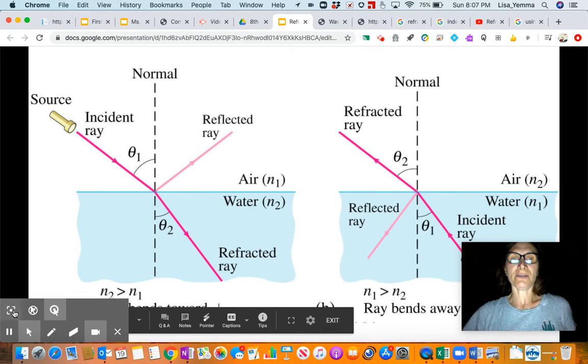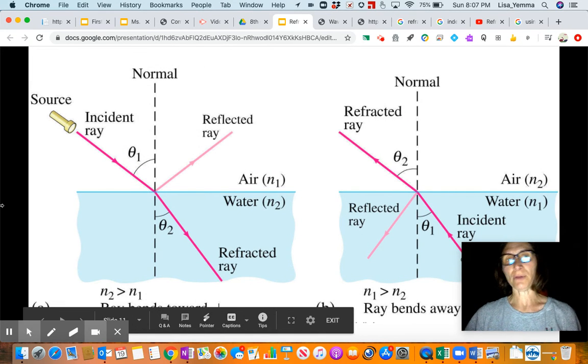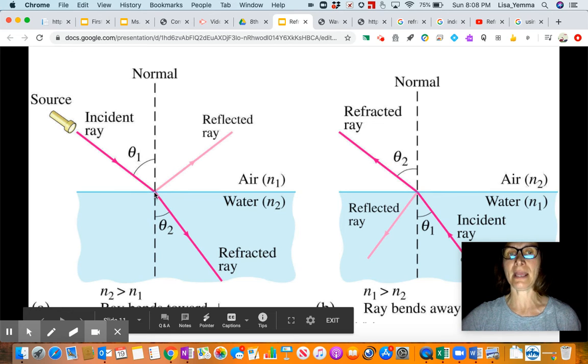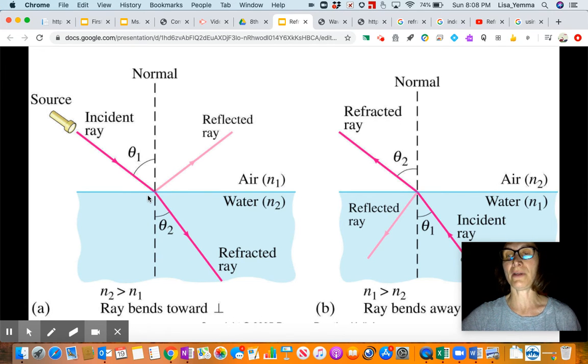I liked this diagram. It has a lot of information on it that you don't need, but some of you are going to be interested in. So I've got the normal, which is my perpendicular. We call that the normal. So my source of light is my incident ray, and that incident ray is coming in at an angle. There will be a reflected ray, especially if you see where we are here. We're on the interface between air and water.